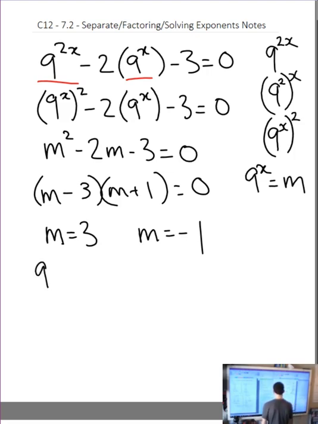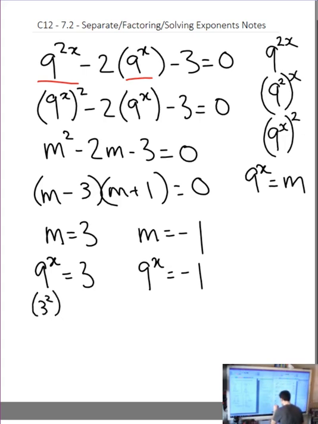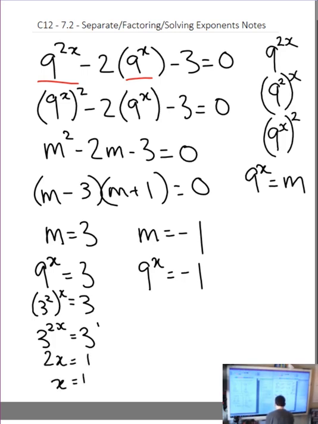Then, if I substitute 9 to the x back in, now the equation on the left is a little bit more difficult. 9 is 3 squared. I can multiply my exponents together. Now 3 is an exponent of 1. I can make my exponents equal to each other. And then I can simply divide both sides by 2.